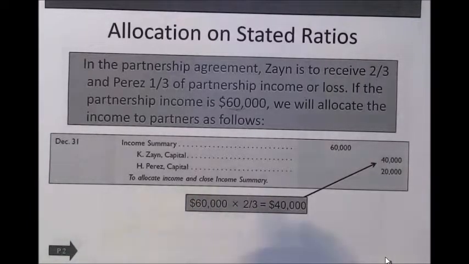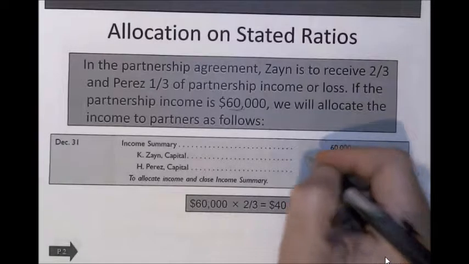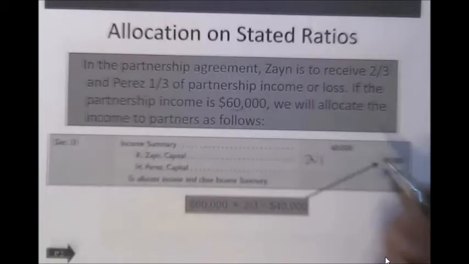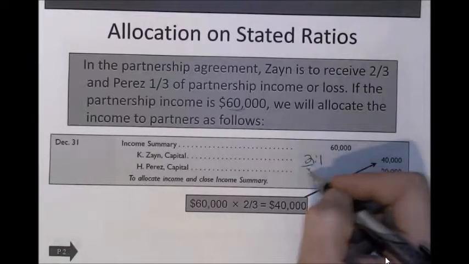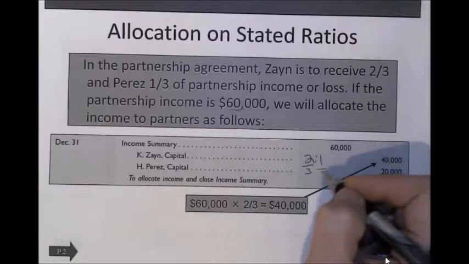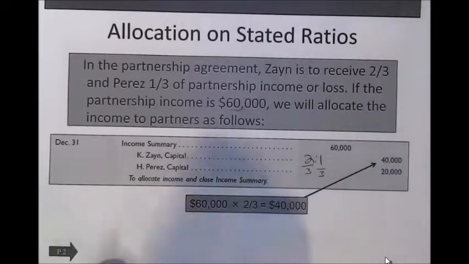We also might see this written as what? As 2 to 1, right? Because it means what? 2/3, 2 plus 1 is 3, and 1/3. We could have written it that way. So that is an allocation that's pretty simple, right? Based on stated ratios.